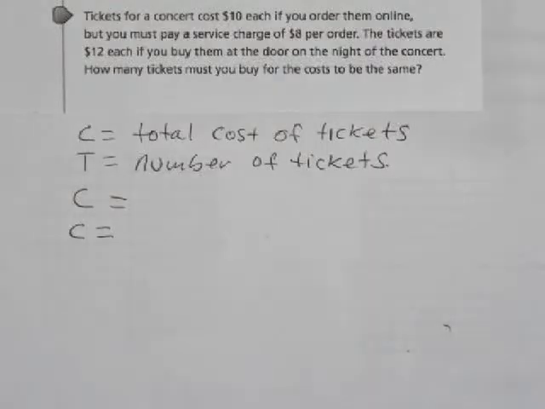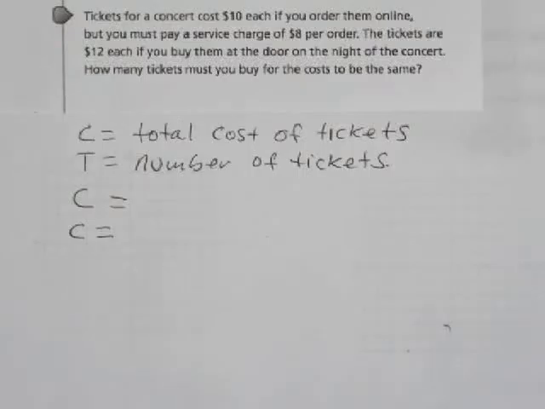All right, let's make sure we understand. There's two ways to buy tickets. One is online. If you do that, the cost is $10 per ticket, plus an $8 service fee. If you buy them at the door on the night of the concert, they're $12 each. Apparently, at a certain point, it'll cost you the same whether you buy them online or at the door. The question is, what is that number of tickets?